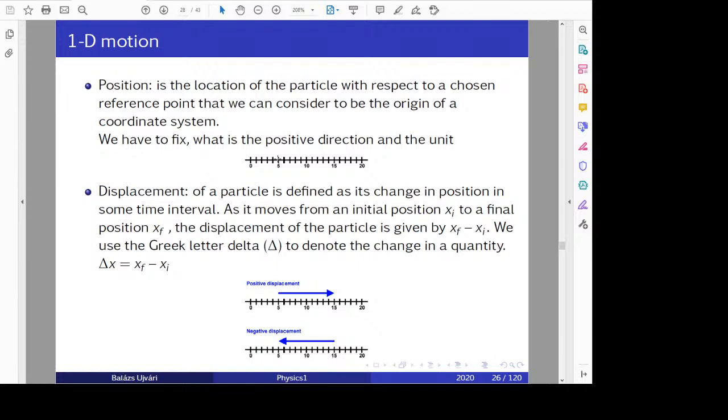Greek letter delta. This is the change of the position in a macroscopic, measurable time. If you are familiar with derivatives, we can talk about changes in an infinitesimally short time, which is not measurable.